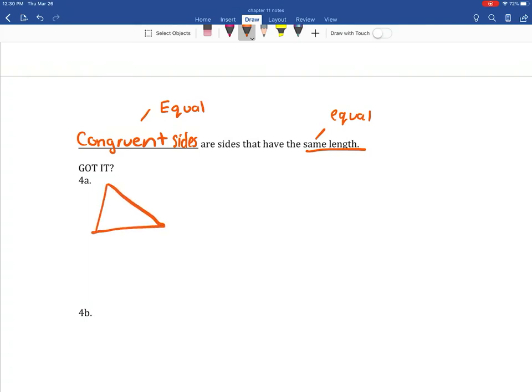So if I was given a picture like this, it says 58 degrees, 80 degrees, and 42 degrees. First of all, let's look at the angles. All of the angles are smaller than 90 degrees. That means when I classify it by angles, I would say it's acute. Now I notice that none of the sides have congruent marks on them. That means that no sides are congruent, so this would be scalene.